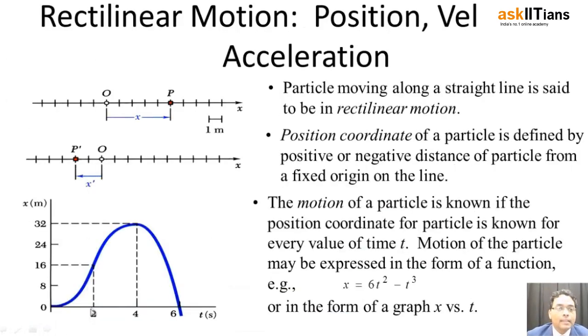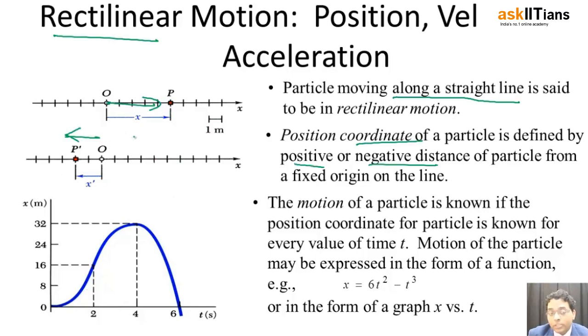Hopefully that makes sense. Going further, what will we say about rectilinear motion? In the case of rectilinear motion, the particle moves along a straight line, which is known as rectilinear or linear motion. In this case, the position coordinate of a particle is defined by a positive or negative distance of the particle from a fixed origin. You need to choose whether the particle is along the positive direction or the negative direction. If it is along the negative direction, obviously it's going to be negatively placed.